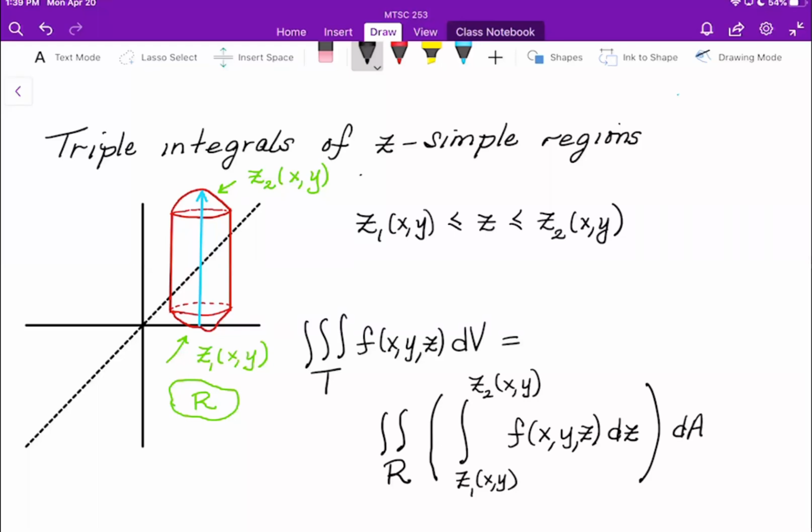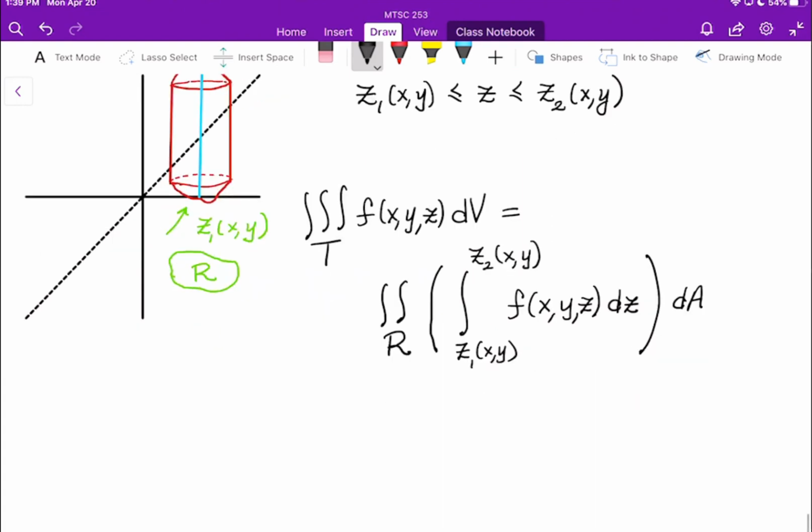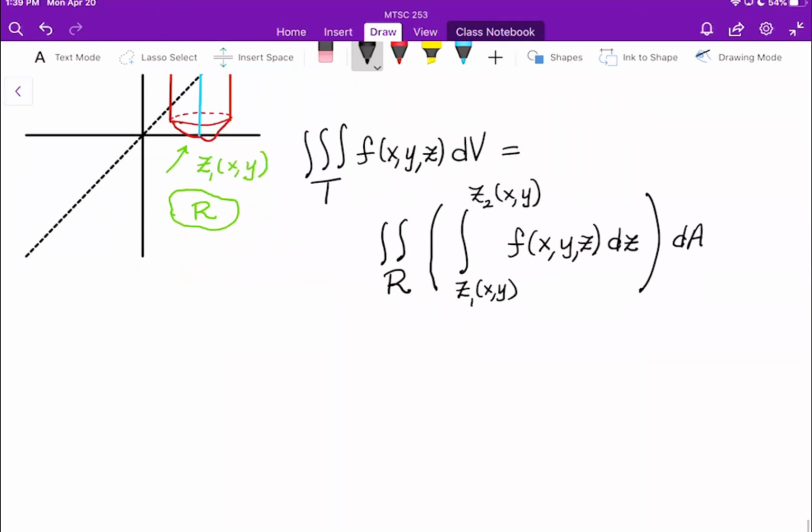Now, you will see that this is equivalent to what we were doing before. Because what we were doing before, if I integrate the dz first, if I'm just trying to find the volume, if f of xyz is 1, this is a very easy integral. Okay, so now I want to project T into R in the XY plane.